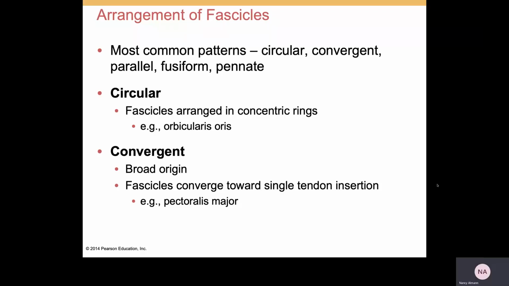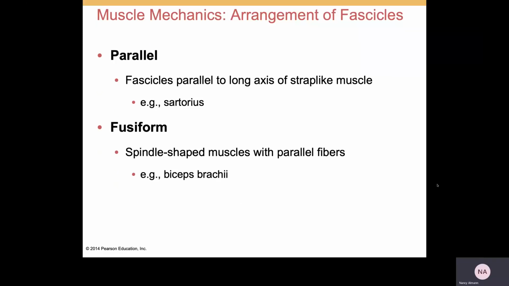Convergent muscles have a broad origin, and the fascicles are going to converge towards a single insertion. Classic example of that is pec major, pectoralis major. Sometimes you have the fascicles running parallel, which form strap-like muscles. Classic example of that is going to be sartorius.